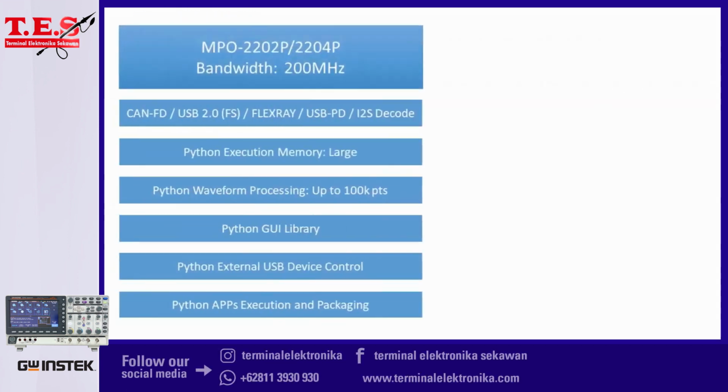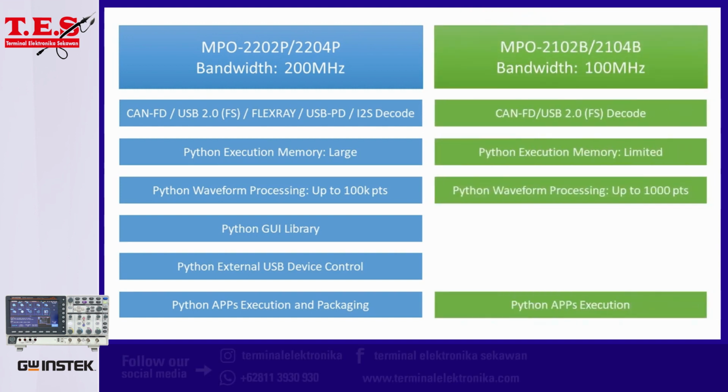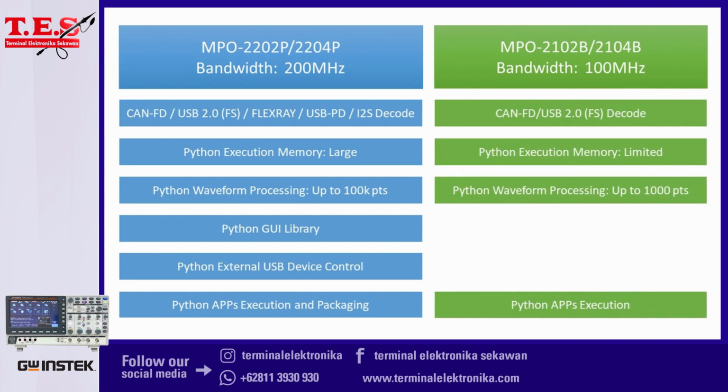MPO 2000 is available in 4 models. The professional version offers a 200 MHz bandwidth with more bus decode capabilities. It utilizes more system resources during Python script execution, allowing the use of Python GUI libraries and control of external USB devices. It also supports packaging .py files into Python app installation files. The basic version offers a 100 MHz bandwidth with fewer bus decode capabilities. It uses fewer system resources during Python script execution and cannot access GUI libraries or control external USB devices. Although the basic version of MPO has limited Python capabilities, it can still execute Python apps that utilize GUI libraries and control external USB devices if such features are included in the installed Python apps.